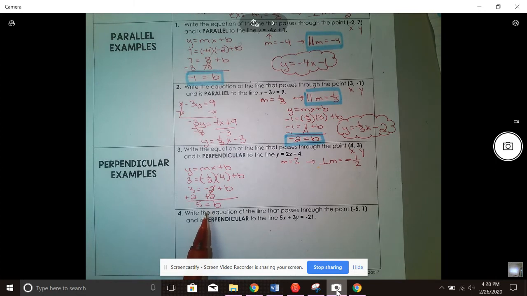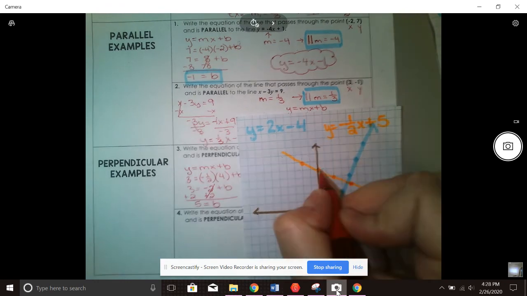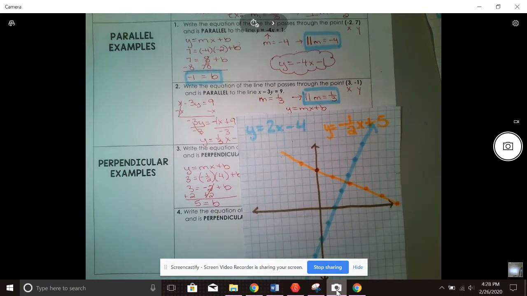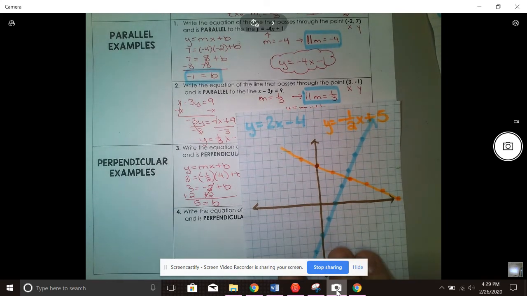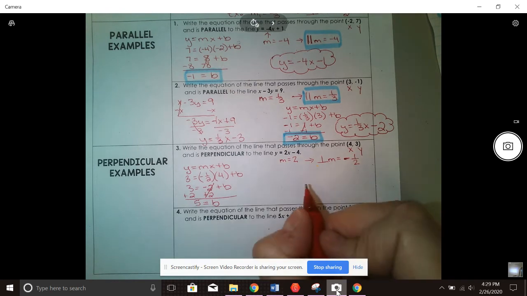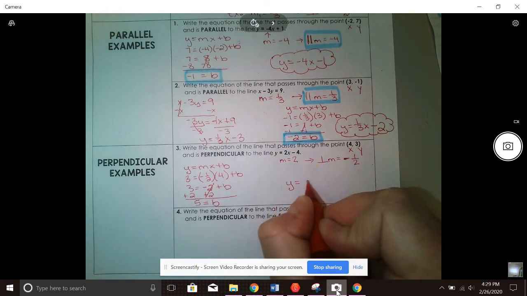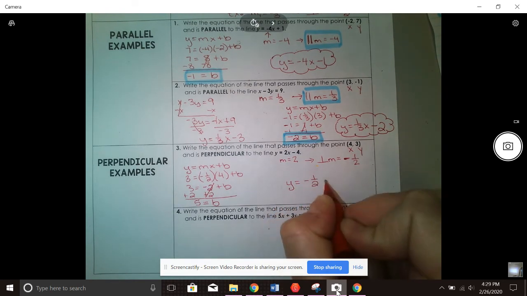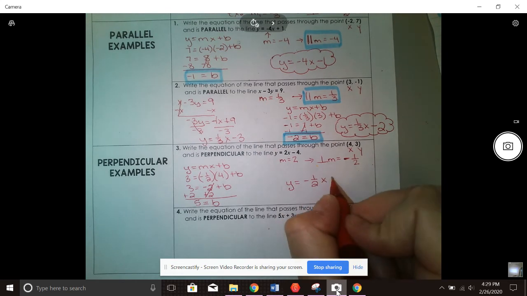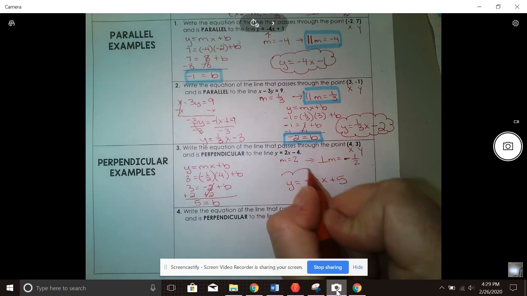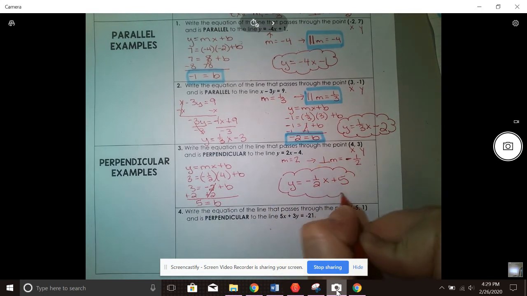Remember, that b represents the y-intercept, so let's confirm that on our graph over here. Remember, the y-intercept is where it crosses the y-axis, and my orange line crosses through the y-axis at positive 5. Final equation of the line: y equals a negative 1/2 to represent the perpendicular slope times x plus 5 as the y-intercept for this line.